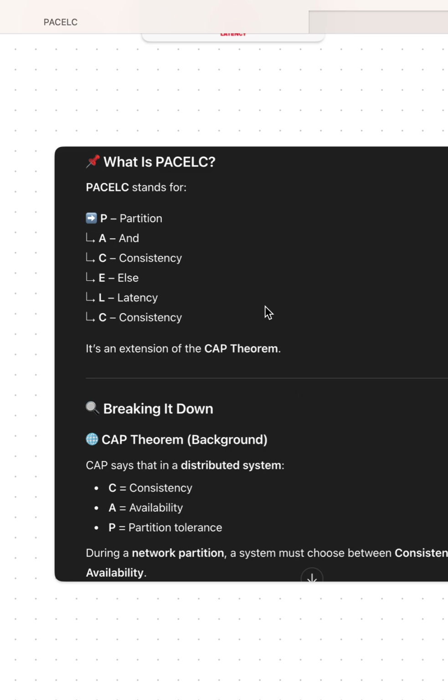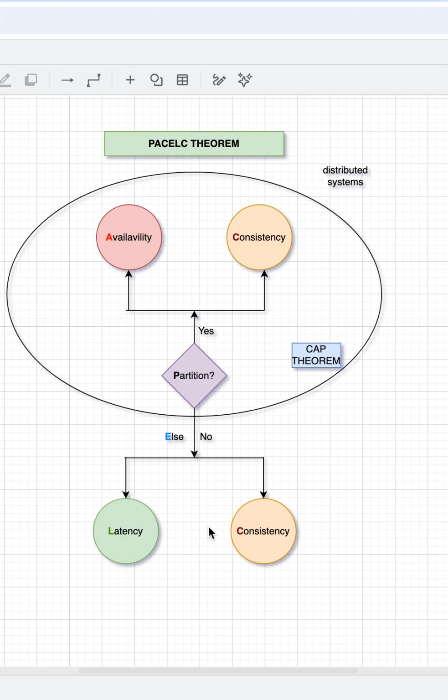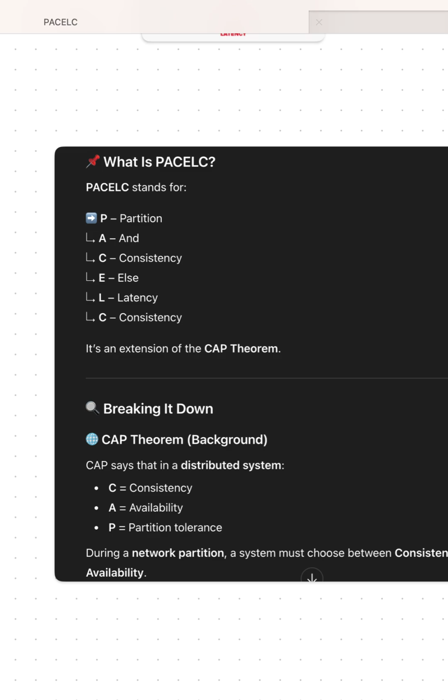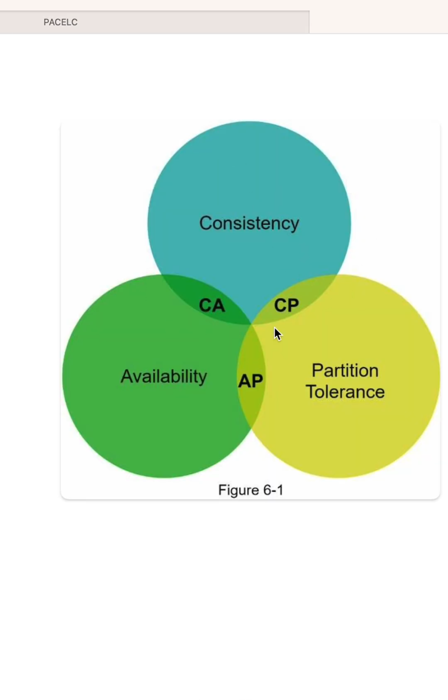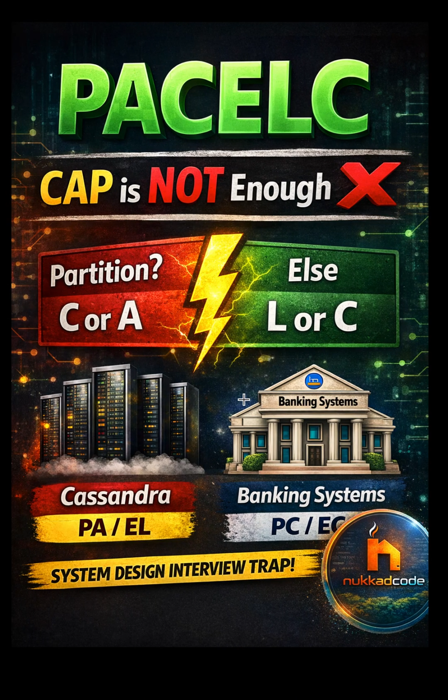So here you can see the full form of PACELC and then the CAP theorem. CAP theorem is consistency, availability and partition tolerance. You can see here with the image also: consistency, availability and partition tolerance. So at any time a distributed system can be either available or consistent, with partition tolerance, basically the pair CA, CP or AP, right?